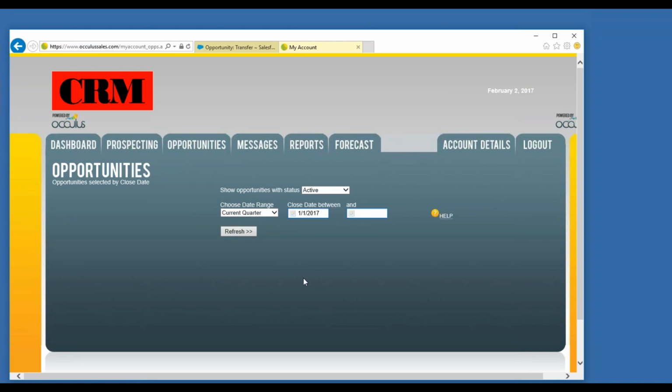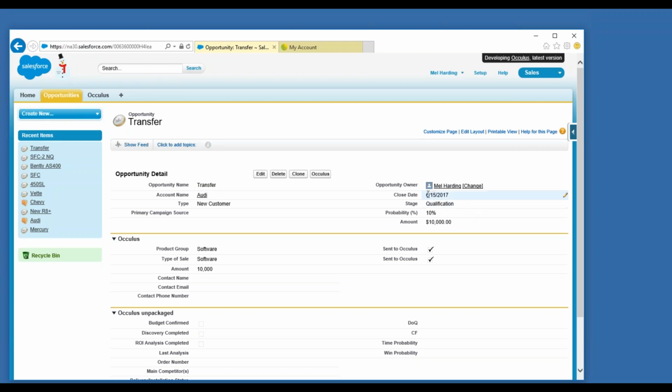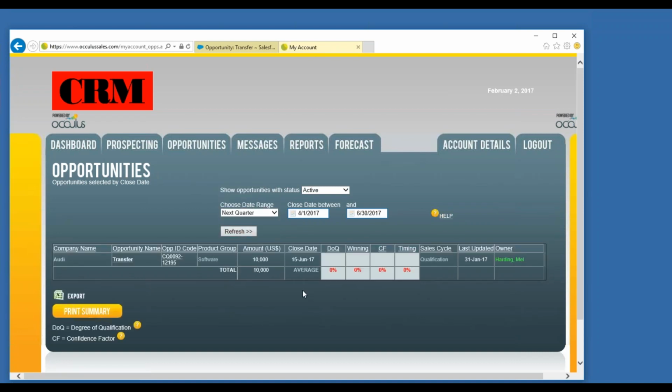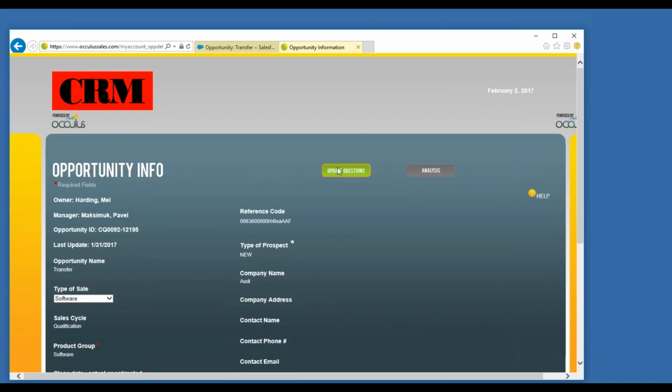And I don't have any forecast to close in this quarter. If I remember correctly, this is closing on May 15th. So let's go to, that's next quarter. So let's go to next quarter. And there it is. So we'll open it, and we're going to update the questions. So if you look at, there's all the information and the updated information that was transferred over from the CRM, in this case, Salesforce.